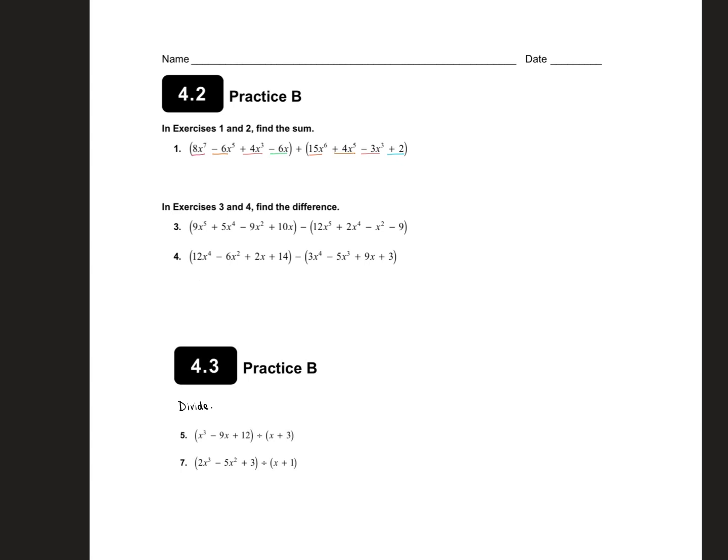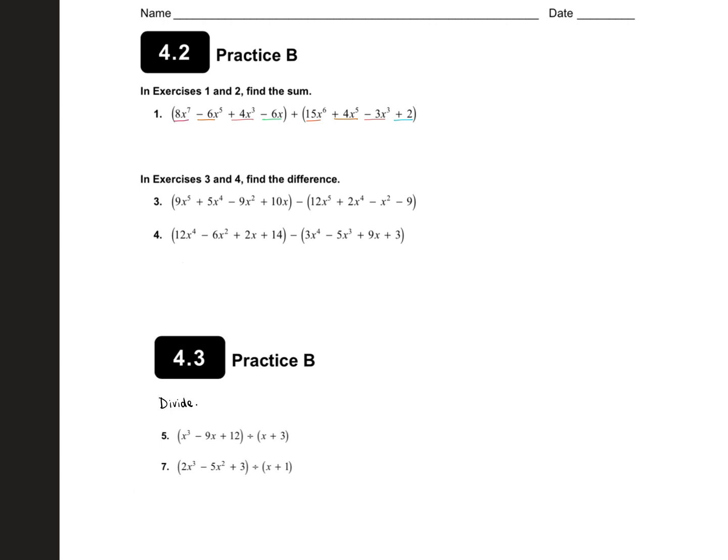All right, test Wednesday is 4.2 through 4.6. The review is separated by sections, so you can focus on what sections you need more help on. How many questions would you have? 14 questions on the test, I think. Something like that. 13 or 15 or 14. One of those, around there.